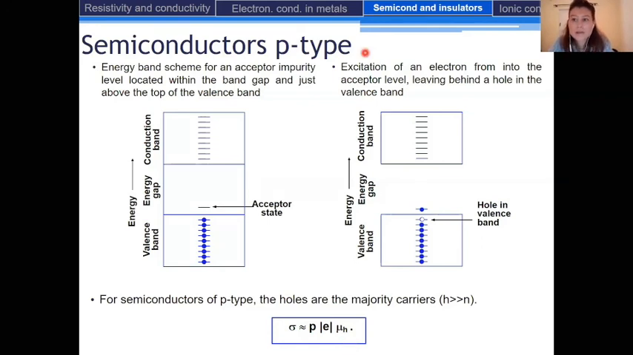And so in that case, the impurity is called an acceptor because it creates a state that accepts an electron from the valence band. So that's why in that case, we have introduction of acceptor as doping elements.